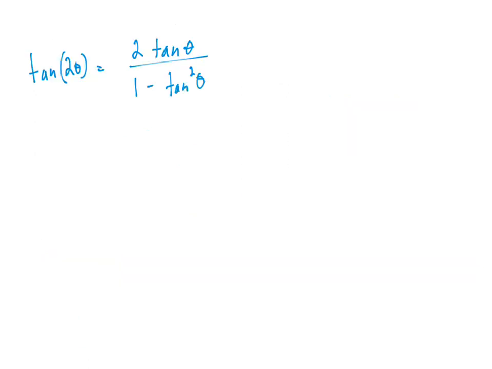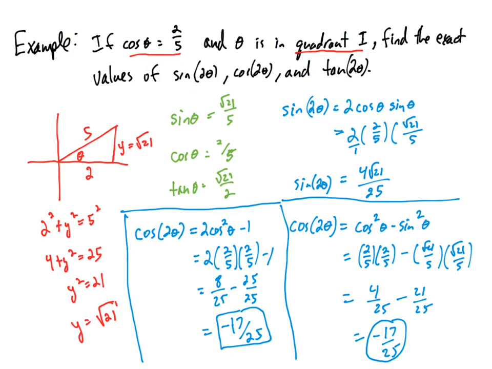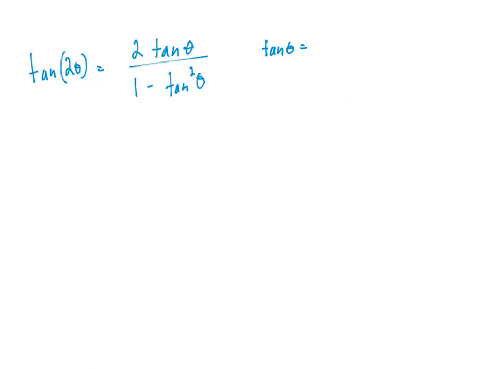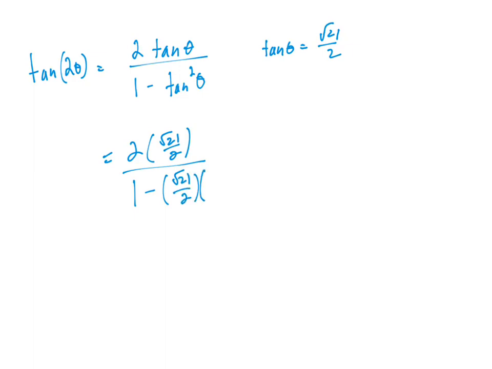Alright, and then let's go ahead and find the double angle for tangent of theta. Well, we already saw that tangent of theta, what was that equal to? Square root of 21 over 2. So 2 times tangent of theta is square root 21 over 2 divided by 1 minus square root 21 over 2 times square root 21 over 2. In the numerator, the 2's cancel, we get square root of 21. In the denominator, we get 1 minus square root 21 times square root 21, which is 21, divided by 4.